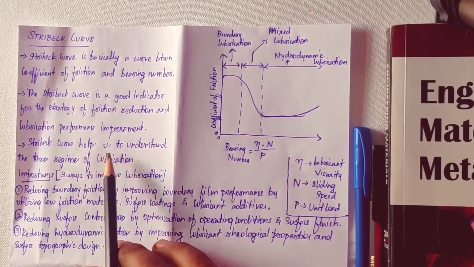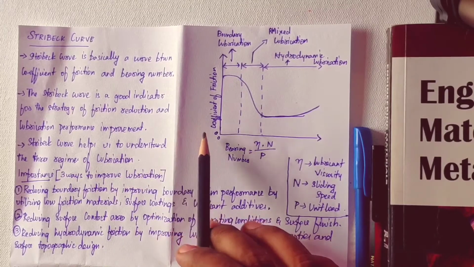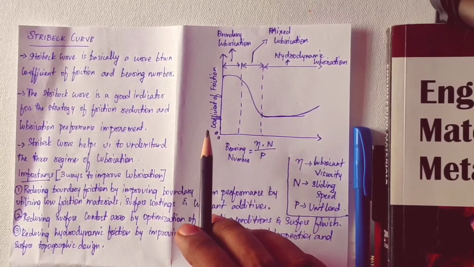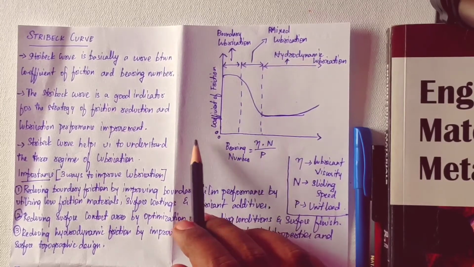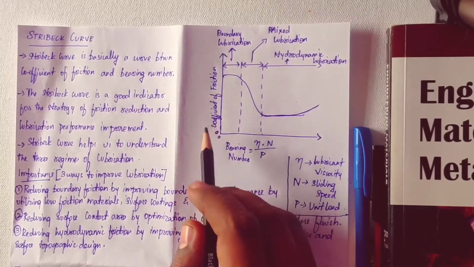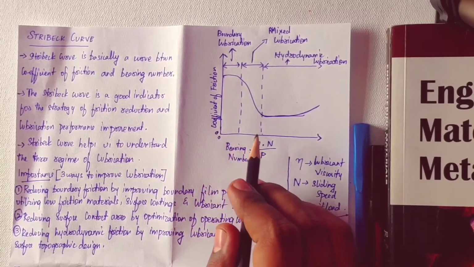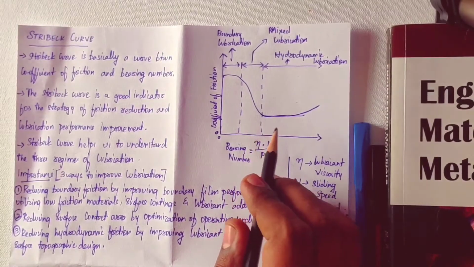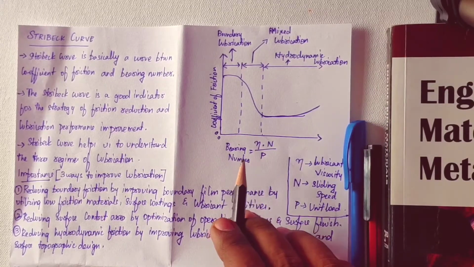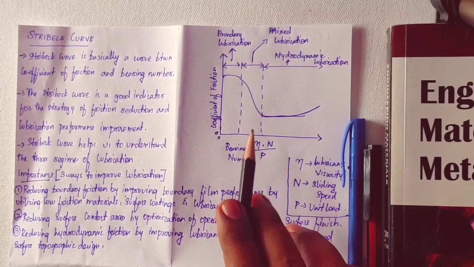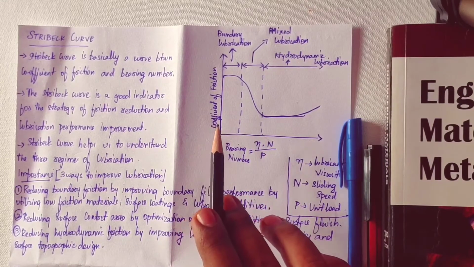Stribeck curve also helps us to understand the three regimes of lubrication. So what is coefficient of friction? Coefficient of friction is one of the properties which helps us to understand the friction between the two materials. If there is an increase in the coefficient of friction, then what happens? There will be an increase in the wear rate. If there is an increase in the wear rate, that means there is a poor property between the interface of the two bodies. So this coefficient of friction should always be less in order to gain better wear properties. If you have to improve the wear property, the coefficient of friction should be less.